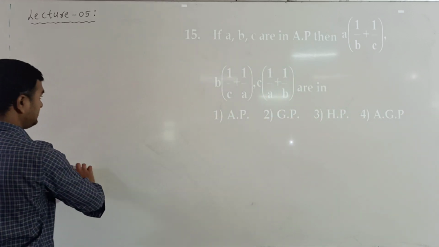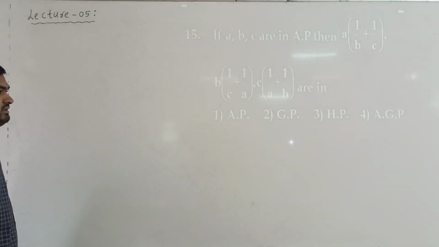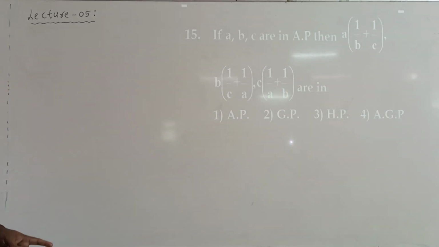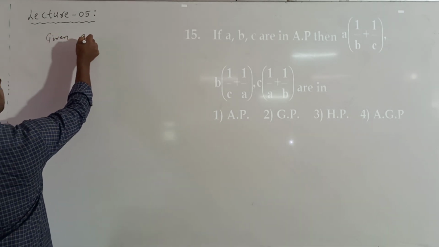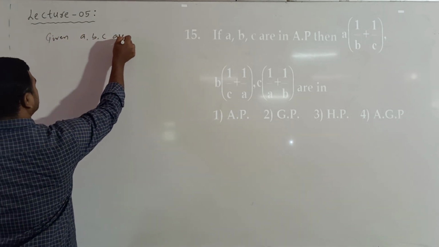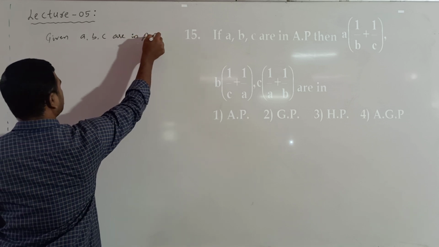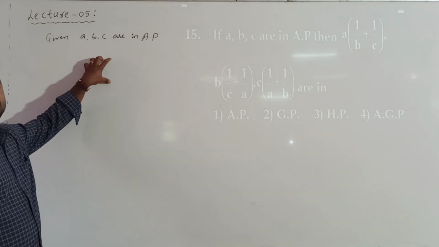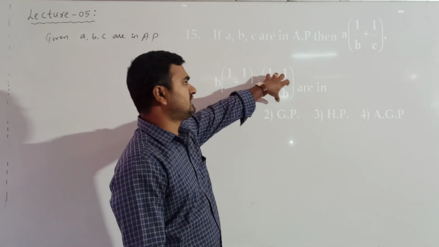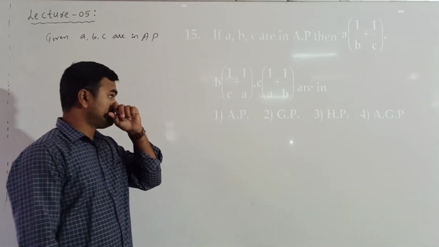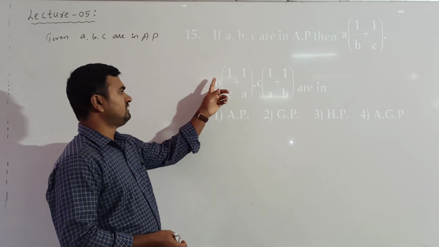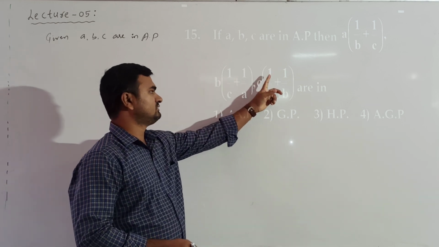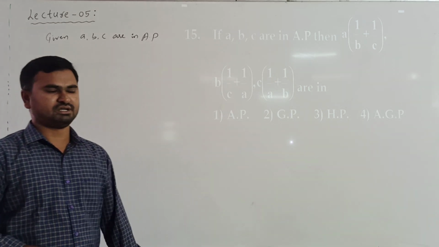So, take three terms A, B, C are in AP. Given that A, B, C are in AP, using this we have to find which type of progression these terms are in. See the terms A into 1 by B plus 1 by C, B into 1 by C plus 1 by A, C into 1 by A plus 1 by B are in.